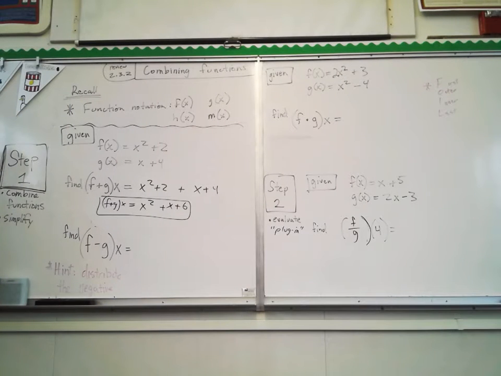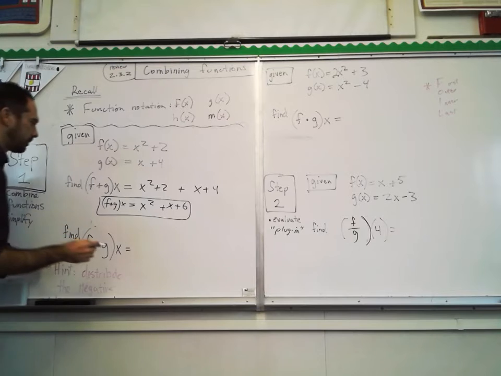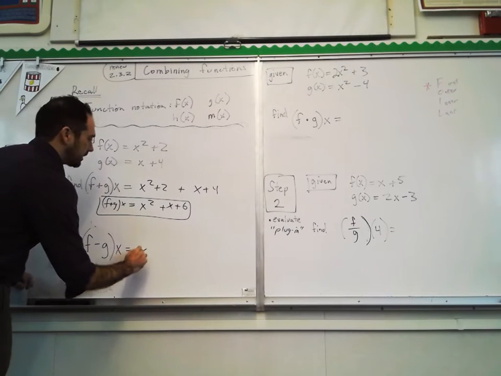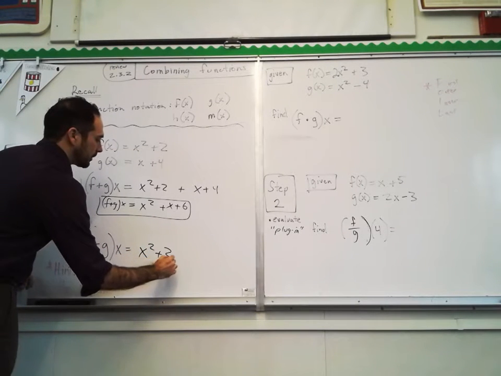How about the second one? What is going to be different between the first and the second? It's negative, or minus. Yeah. So this operation tells us what we're going to do with the two functions. It's going to be f minus the g function. So I'm going to write this out. I want you to tell me why I write it this way.